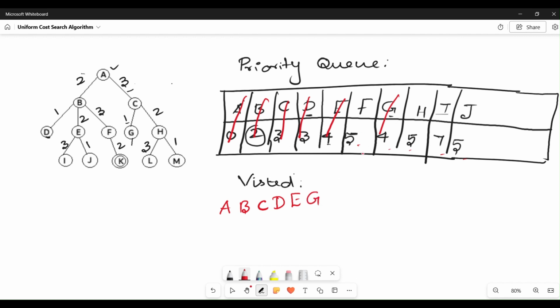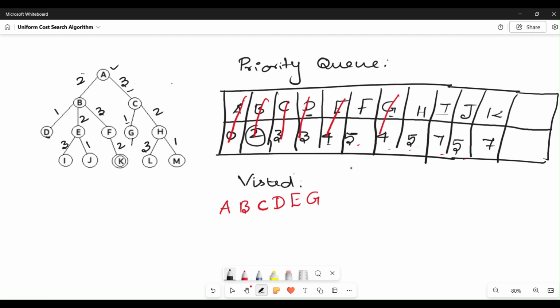Now we will be going to the next lowest cumulative path cost. So 5, 5, 7, 5. Even though there are three nodes with the same value, the first node in the queue will have the higher priority. So F is our node first. F has one node which is K. So we will be writing it here, K, and what is the cost of it? 5 plus 2, which is 7.